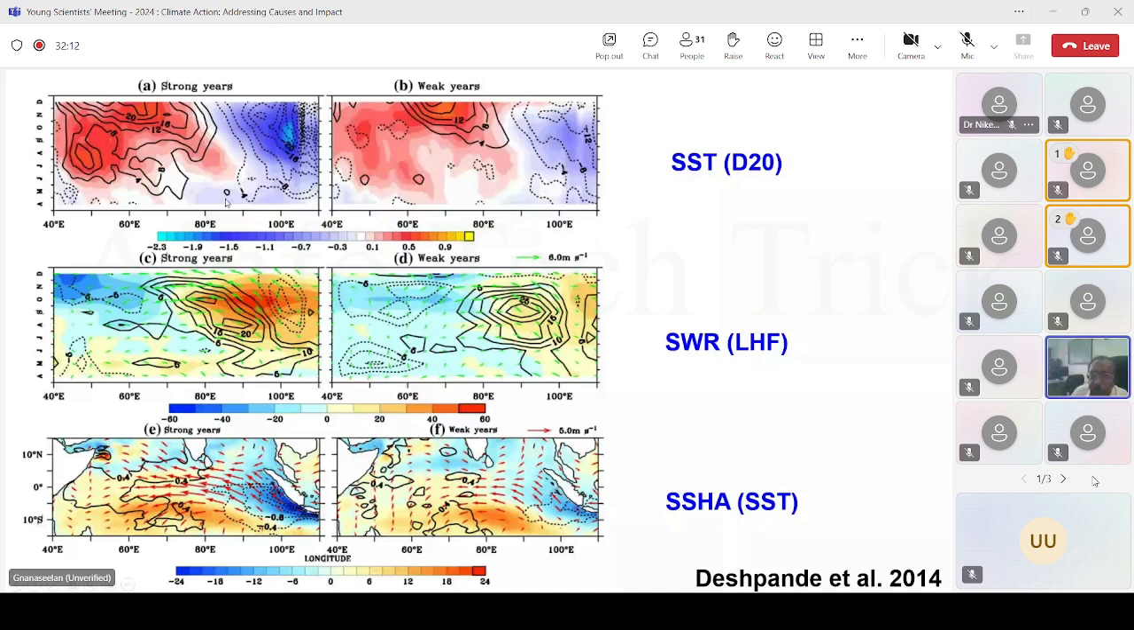So in weak years you don't see such anomalies. See, during positive strong IOD years only you get more rainfall. So that is another thing in the climate scenario, when IODs are going to be stronger and stronger. So these are going to get affected.